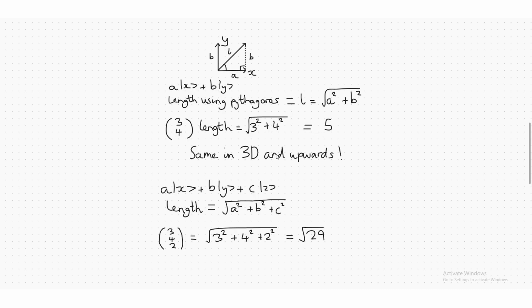And this is completely the same in 3D and upwards. The only difference is we would have another component of z. So our length would be a squared plus b squared plus the amount of z squared, which is c in this case. And this is a brief example with 3. You just square each component, add them together, and take the square root.